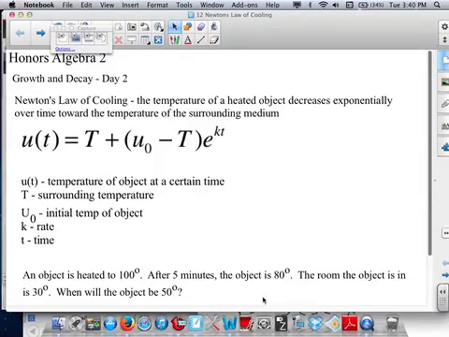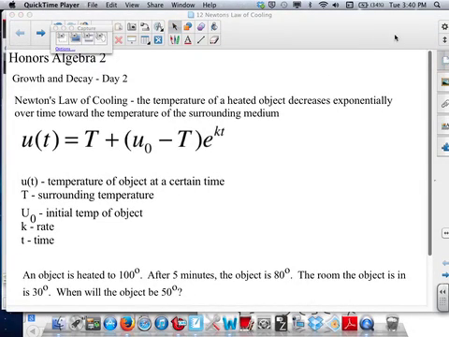All right, now here's a good look at Newton's law of cooling. I showed you guys this the other day on how that works. So let's go ahead and take a look. Newton's law of cooling is here. You can see what U of T stands for. T is the surrounding temperature. U sub 0 is the initial temperature of the object. K is rate and T is time.